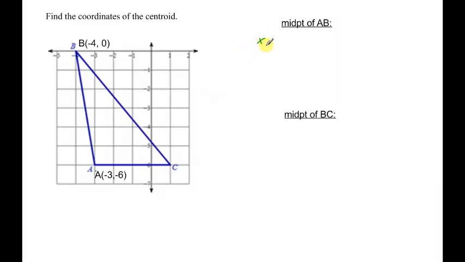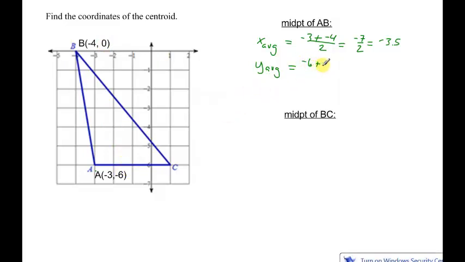So let's do our x average first of all. We're going to add those x's together and divide by 2. So let's take the -3 and add the -4. Divide that by 2. That's -7 over 2. And let's just say that's -3.5. We'll decimalize it. And then our y average is a 0 and a -6. So let's add those together. So I'm going to go with -6 plus 0. Divide that by 2 to average it. And I'm going to get -6 over 2, or -3. So the coordinates for our midpoint for AB are -3.5 and -3.